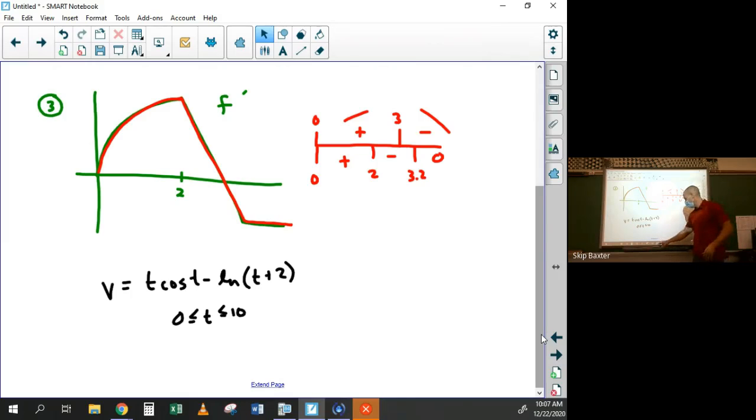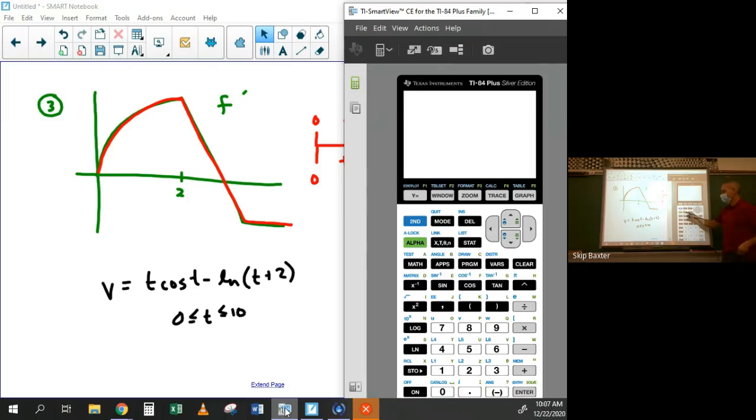So this is a calculator question. I would use the calculator for this question. I would graph the absolute value of this function on that interval and just look at the graph and see where the max occurs. That's it. So remember, to do absolute value on your calculator, it's math, number, and it's choice 1. So the absolute value of x times cosine x minus ln of x plus 2.